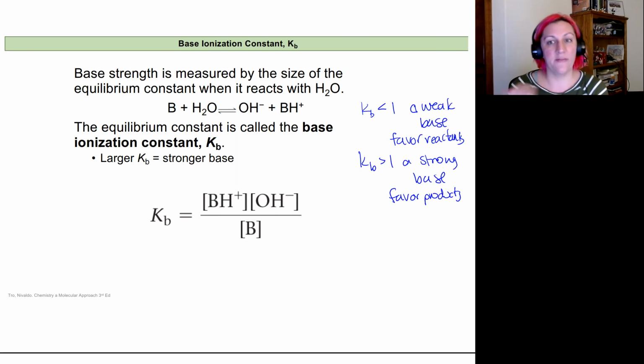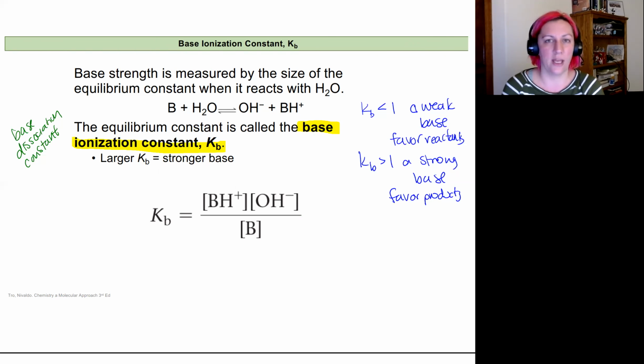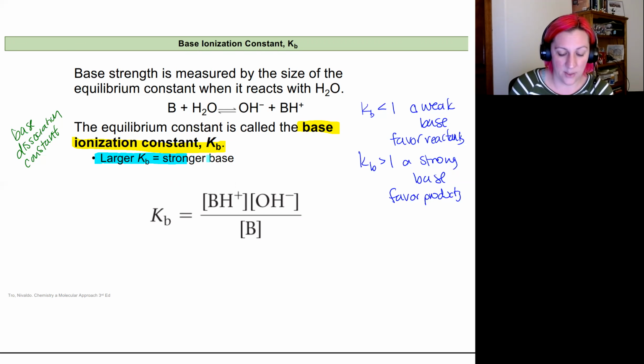And like we have acid dissociation constant or acid ionization constant, here we'll have base ionization constant, or again, base dissociation constant, depending on what book you read and who your teacher was when you had intro chem. So I flip between the two all the time, unfortunately. Remember that when we had a larger Ka, it meant a stronger acid. With Kb, it's going to be the same. A larger Kb is going to correspond to a stronger base.